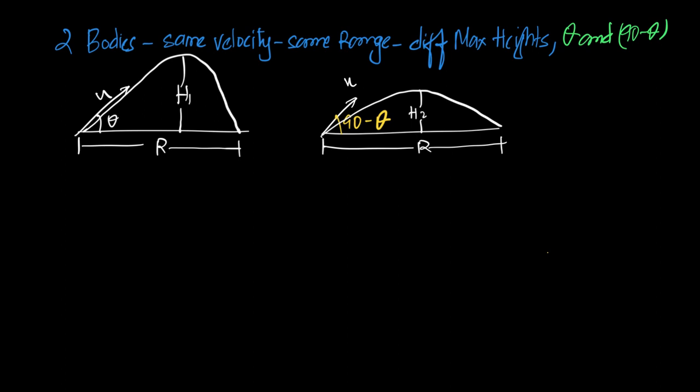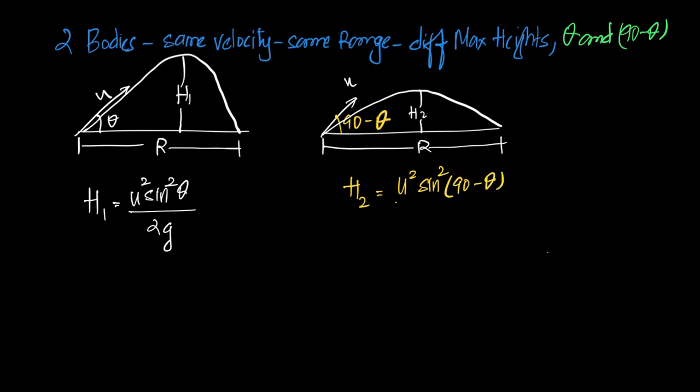Now we'll analyze these two motions. So what is the maximum height here? h1 we know is equal to u square sine square theta by 2g. And what is h2? h2 will be equal to u square sine square of, what is the value of theta here, 90 minus theta, the whole upon 2g.